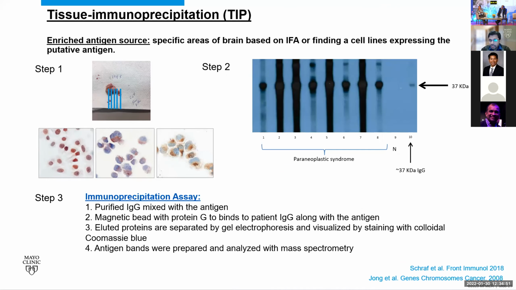Moving on, another technique which has been sort of the workhorse for most of our discoveries in the lab, which led to some important discoveries such as CRMP5 or aquaporin 4, is this IP mass spec technique. I've tried to simply explain it in 3 steps, but these 3 steps can take up to 10 years to perform. Step 1 is to find a rich antigen.